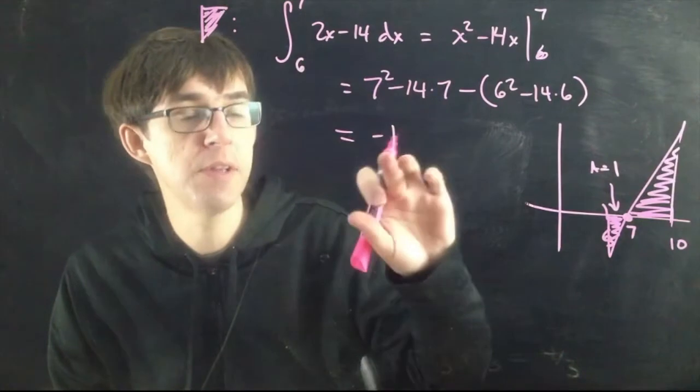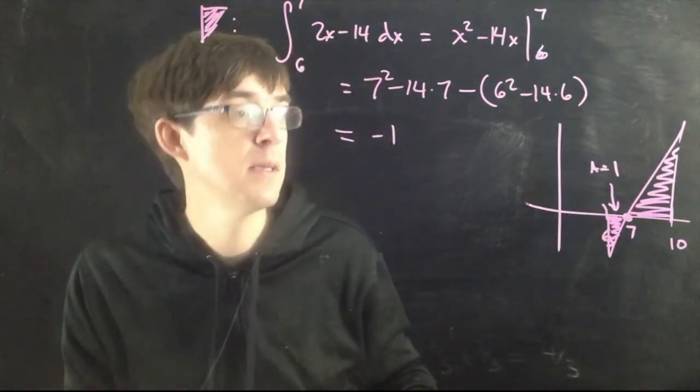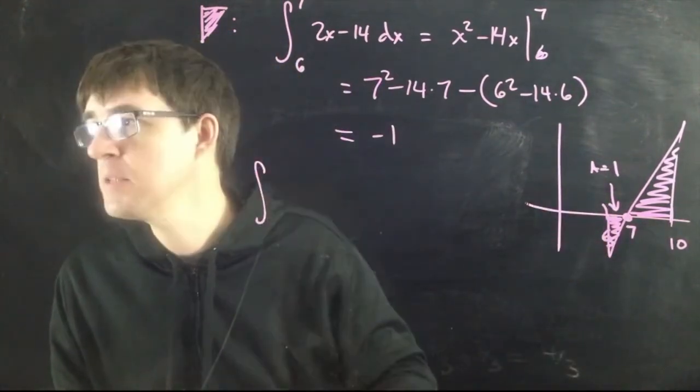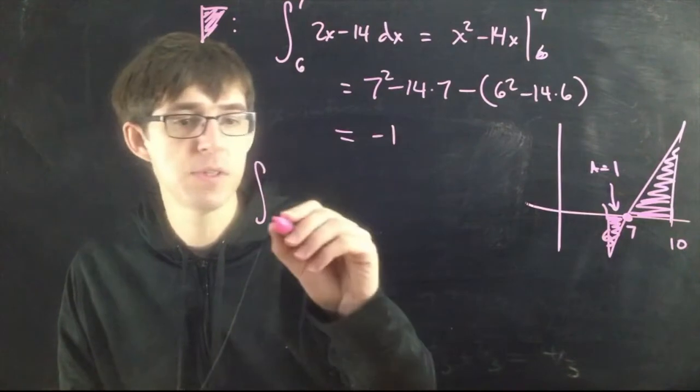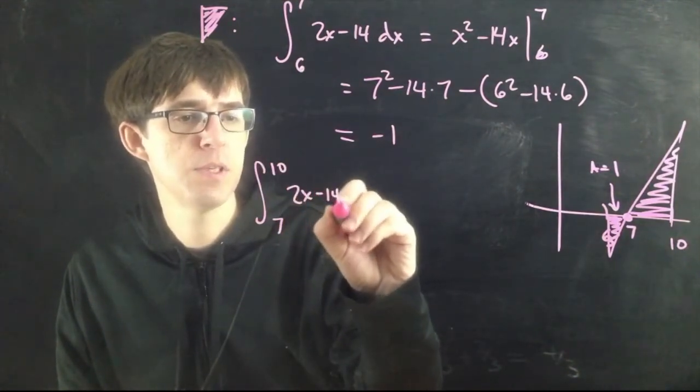When I did the integral, it came out as negative. That's just because it's below the x-axis. But its actual area is 1. Okay, now we got to do the other one, and we're going to add them together. The other one is integral 7 to 10 of, same business, 2x minus 14 dx.